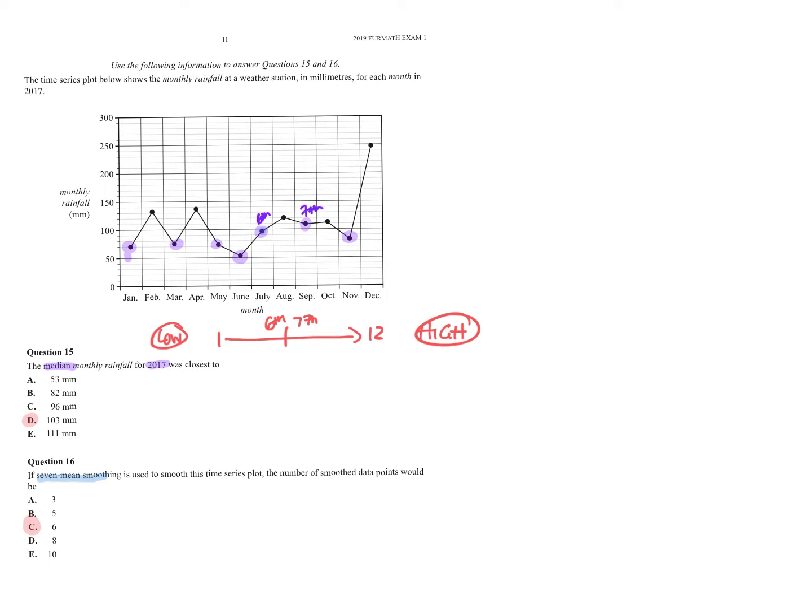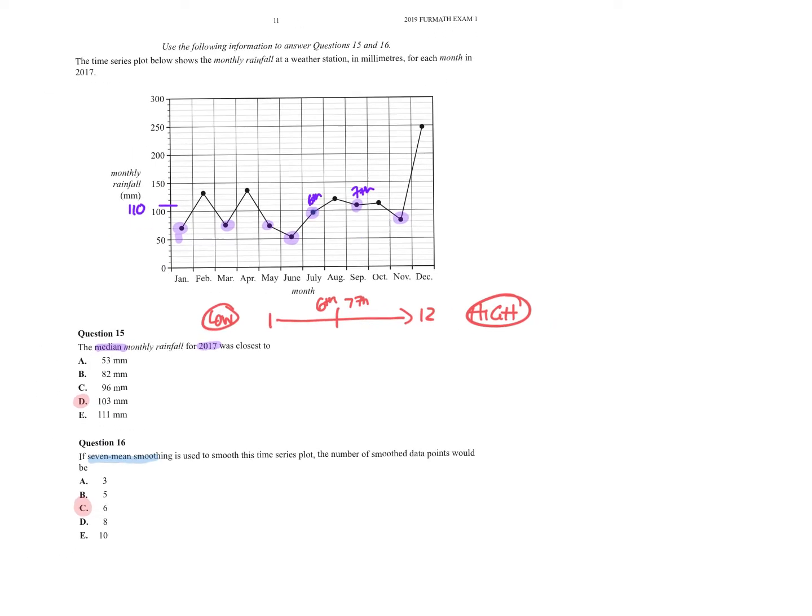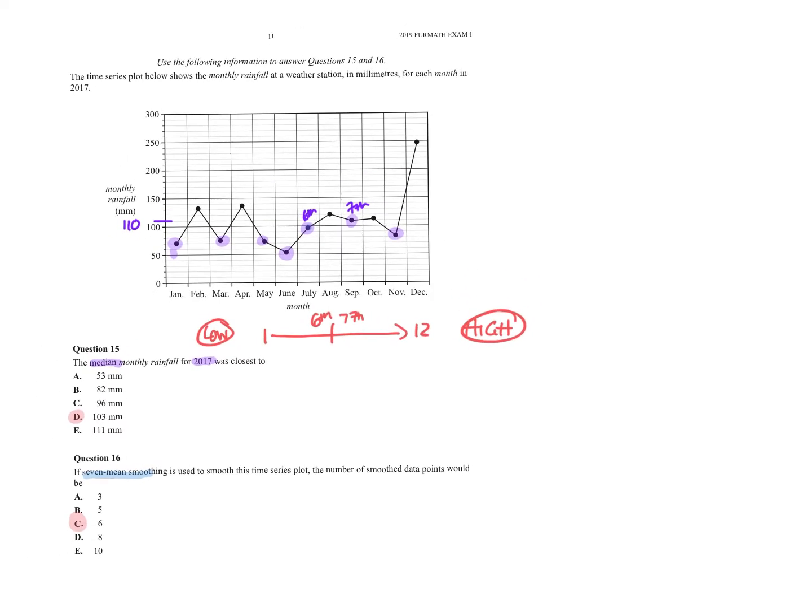So in between that dot, there's actually a line, and it ends up being out here. So we can see that it's on 110. So you'd be looking for an answer that's between 100 and 110 at least. So here we go. The only answer there is D.